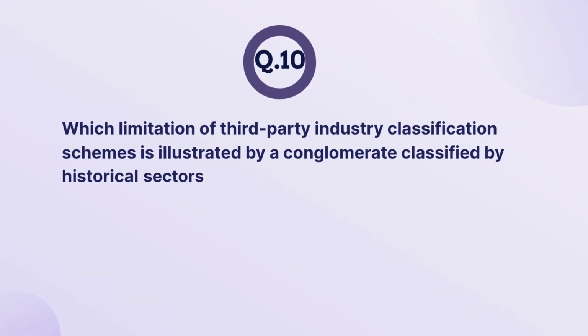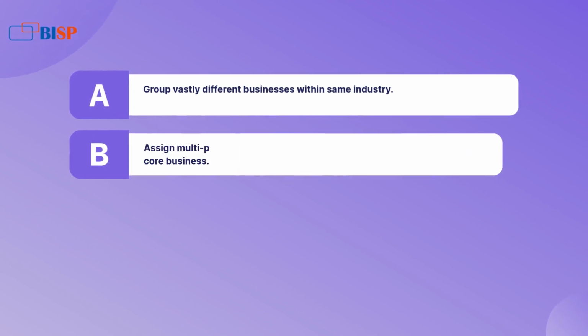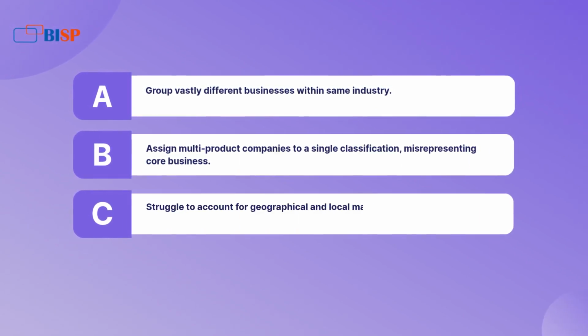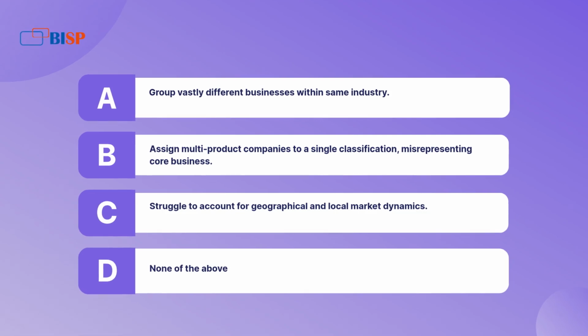Question number 10. Which limitation of third-party industry classification schemes is illustrated by a conglomerate classified by historical sectors despite current core businesses? A. Group vastly different businesses within same industry. B. Assign multi-product companies to a single classification, misrepresenting core business. C. Struggle to account for geographical and local market dynamics. D. None of the above.